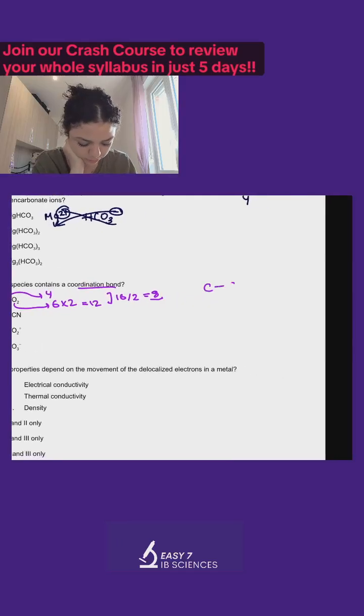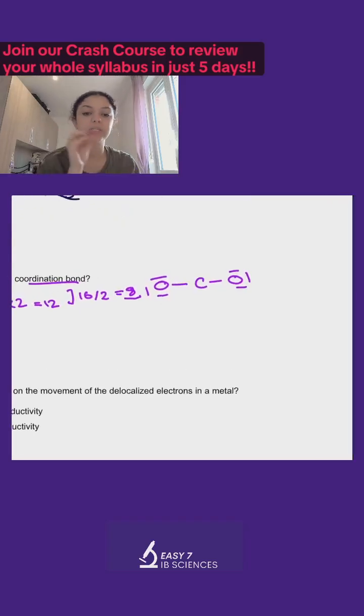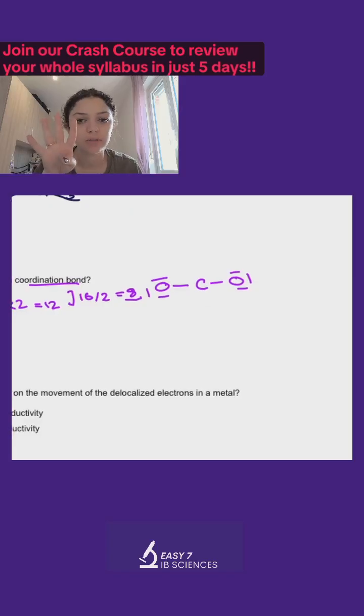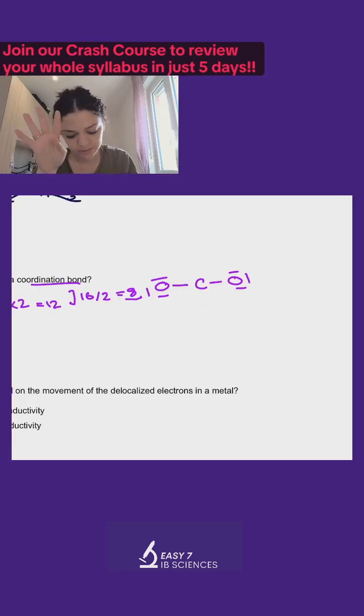So I draw 1 stick, 2 stick, just to initially connect them. And then I have 1 stick, 2 stick, 3, 4, 5, 6, 7, 8. But what's wrong with this diagram? We can see that carbon does not have 4 bonds. It only has 2 bonds, and carbon must have 4 bonds. So what actually ends up happening is this little bond here comes and shares it with oxygen, and this bond here comes and shares it with oxygen.